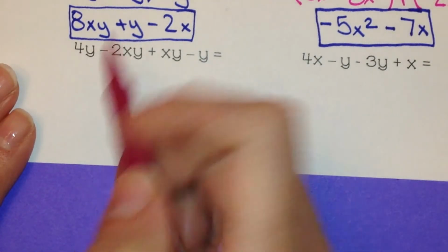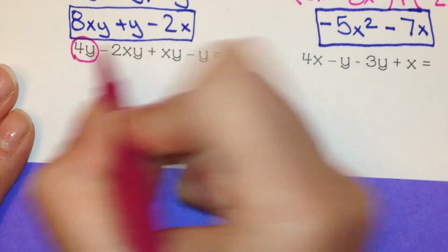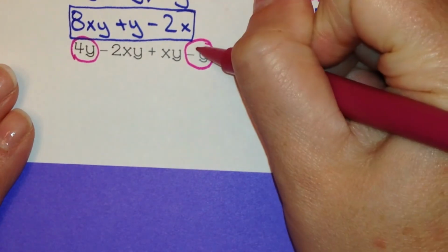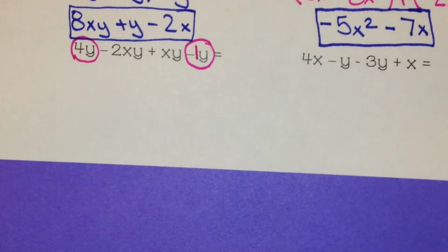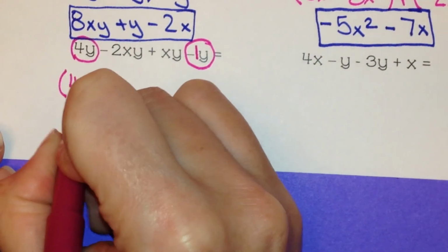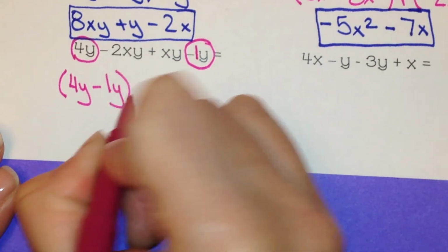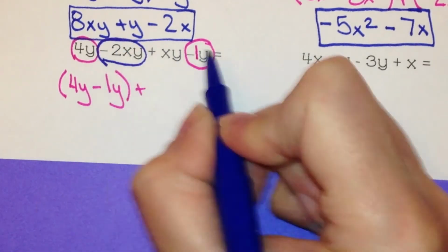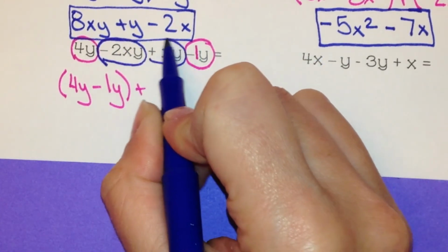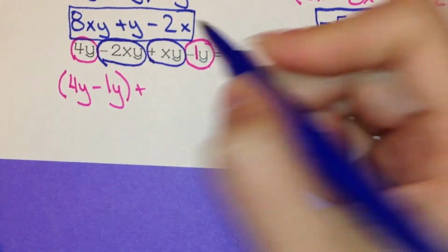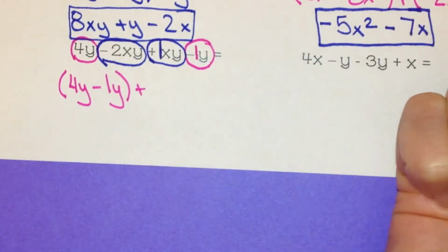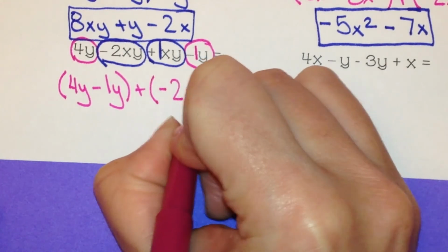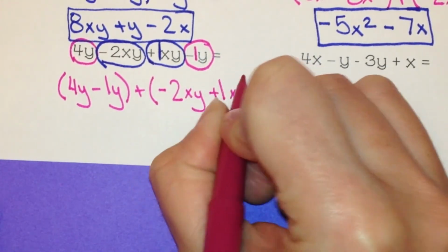All right, so we have some y terms. Here we have 4y minus y. Remember I said before, if you have a y there, you have 1y, so it's minus 1y. Okay, so I'm going to bring that down. 4y minus 1y plus, here we have negative xy plus xy. Remember, if you have an xy, you have one xy there. And this is x and y multiplied together. Okay, bring that down. I have negative 2xy plus 1xy.